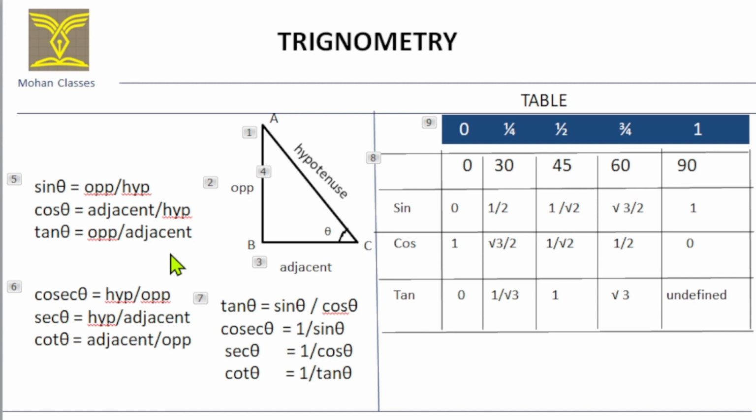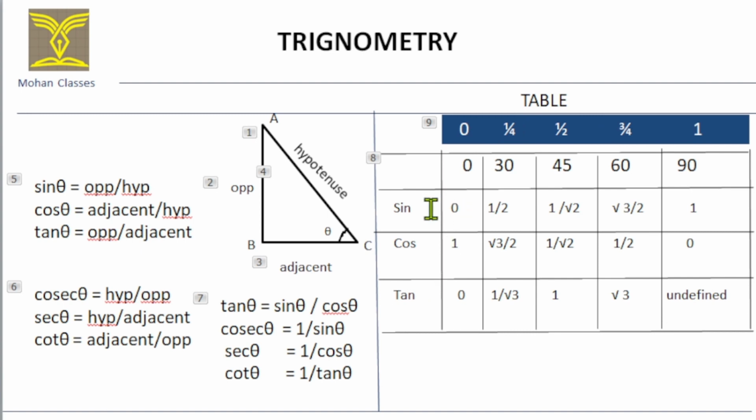Now, it is very important to know the values of sin 0, sin 30, sin 45, sin 60, sin 90, as well as cos 0, cos 30, cos 45, cos 60, cos 90, and tan. Here, how to remember these values? It's very easy to remember. You start from 0 to 1, counting by quarter: 0, 1 by 4, half, 3 by 4, 1. If you take the square root of the above 5, you will get the values for sine, cos, tan.